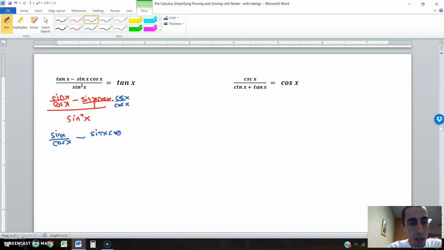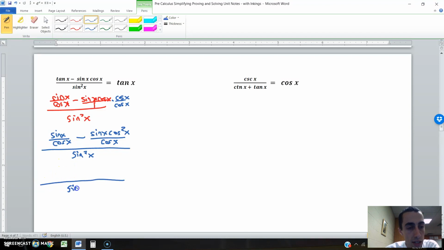It's going to be a cosine squared up top, and then a cosine on the bottom, all over sine squared of x. Now that we've got common denominators, we can subtract those two fractions. So it's all going to have that sine squared on the bottom. These two fractions will have our common denominator. And then up top is going to be sine of x minus sine of x cosine squared x.